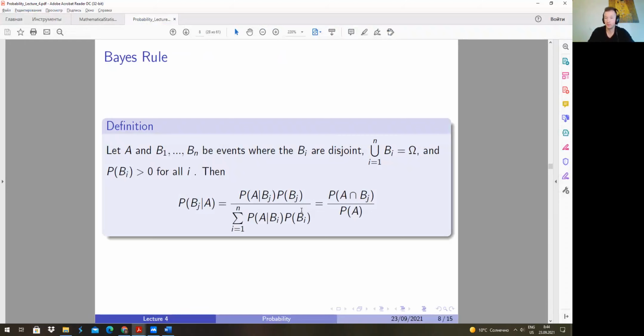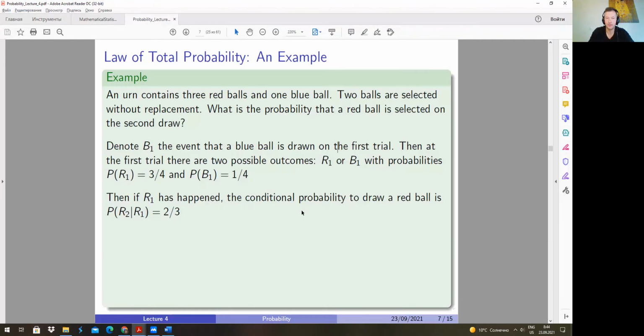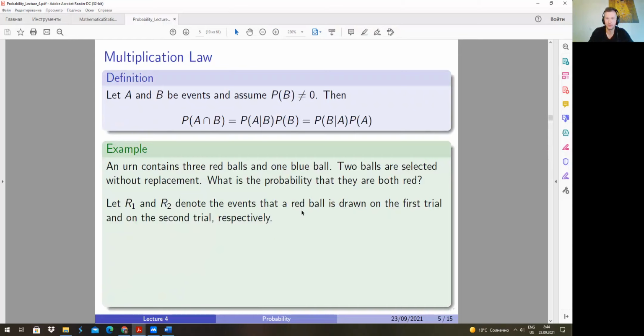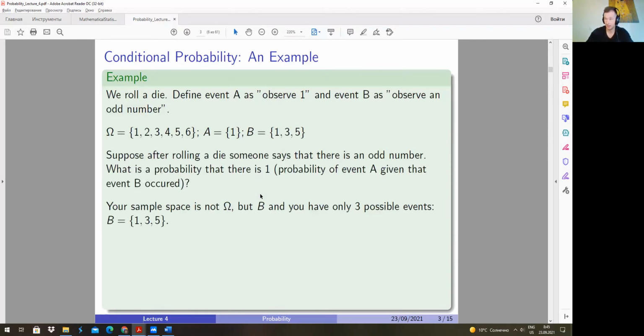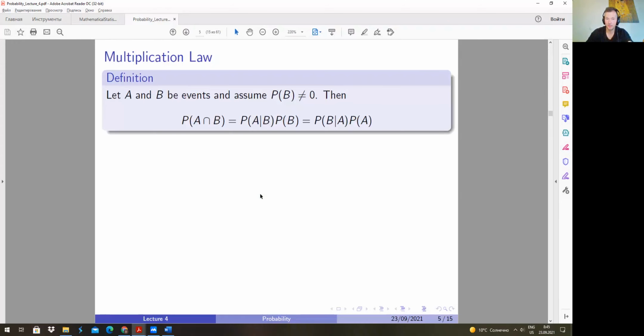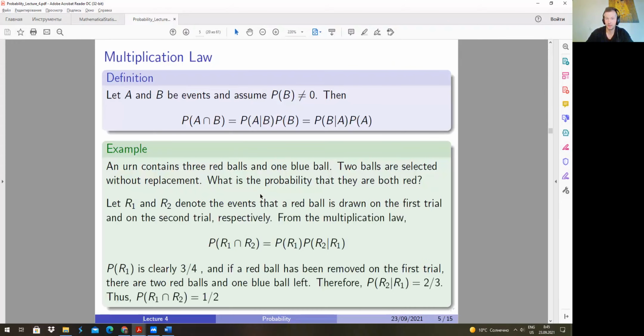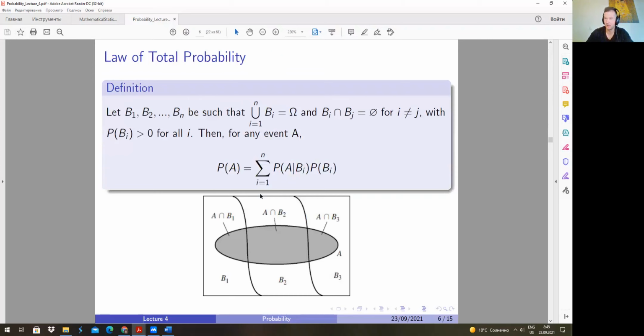Okay, so let's move to the last concept in this lecture. So now, when we know this initial idea of a conditional probability, so remember, conditional probability is the probability A given B, which is the fraction of their intersection divided by the probability that B has occurred. This is one building block. Another building block is the multiplication law and the law of total probability. So we need these two pieces.